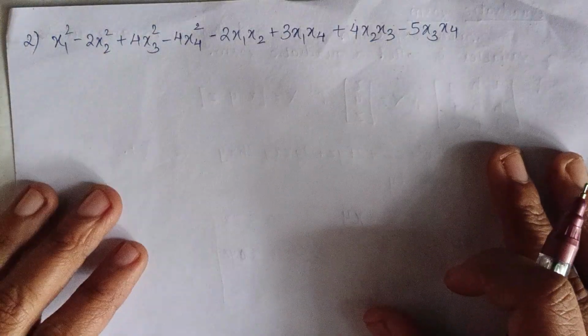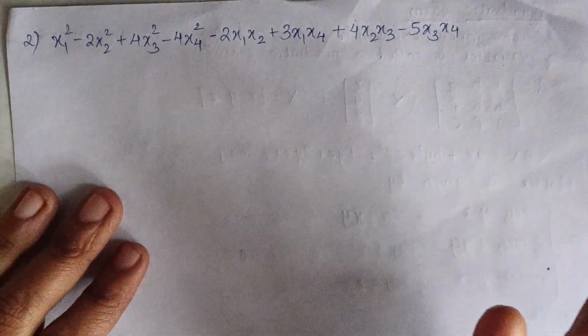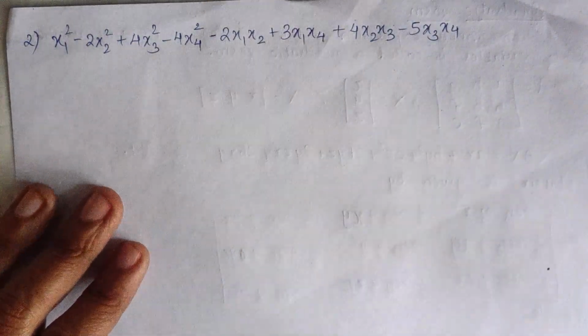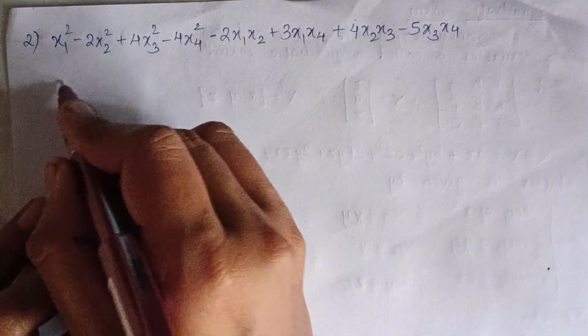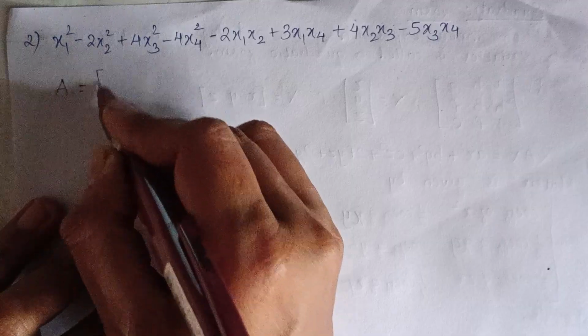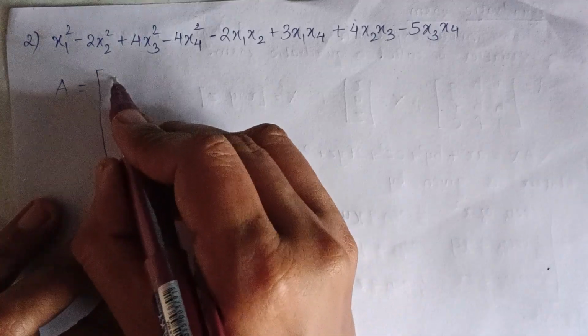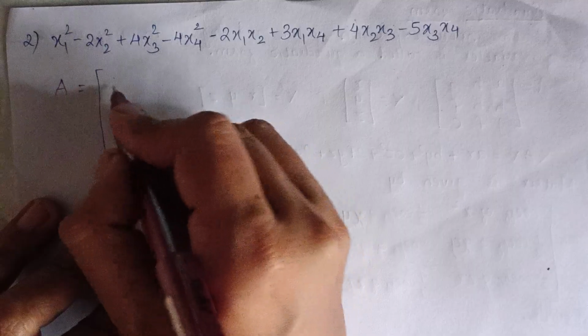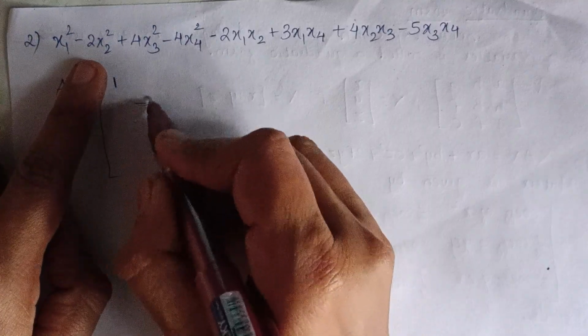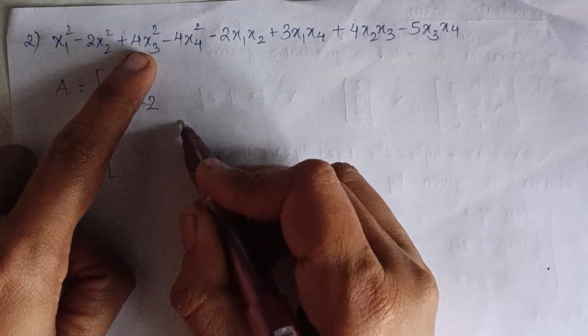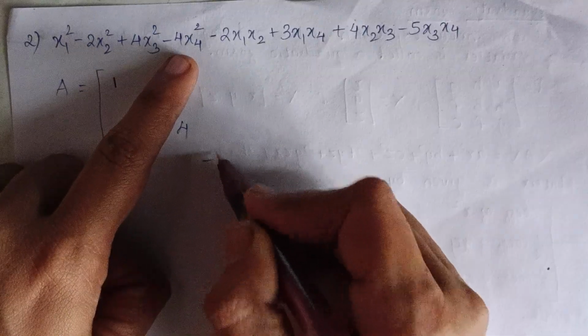Let's solve this. Here the variables are given in terms of x1, x2, x3 and x4. So four variables are there, right? So for our matrix, first you have to write the diagonal elements. The x1 square coefficient is 1. For this it is minus 2. For this it is 4. For this it is minus 4.